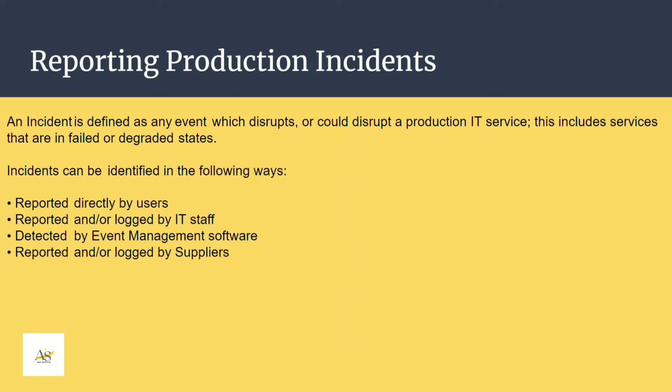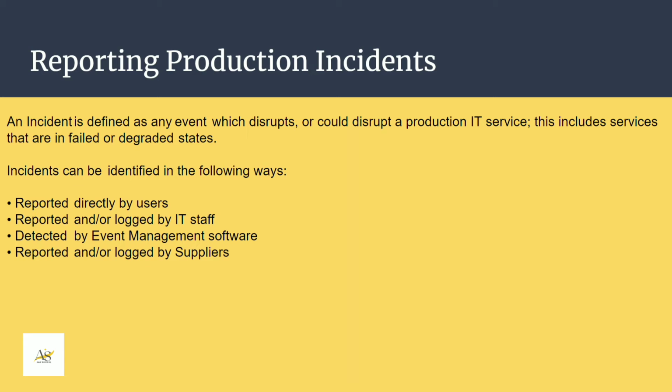Next, it can be reported or logged by IT staff. Now, who are the closest people to systems? It's usually your IT engineers, whether they are in the service desk, an analyst, a software developer, a QA developer, or whoever within the IT organization. They have access to critical information about the system in a way that a user will never have access to. So they can also report an incident.